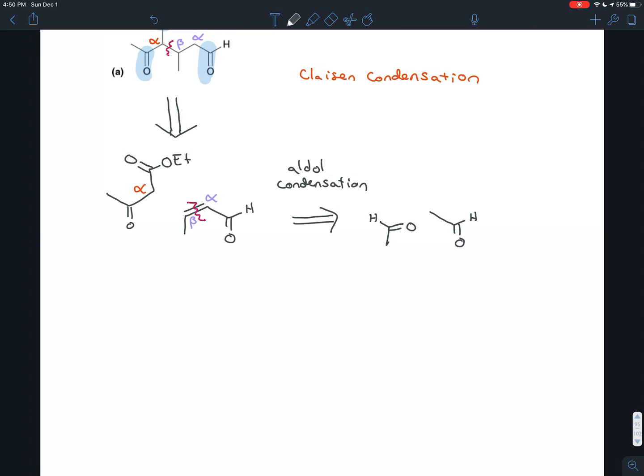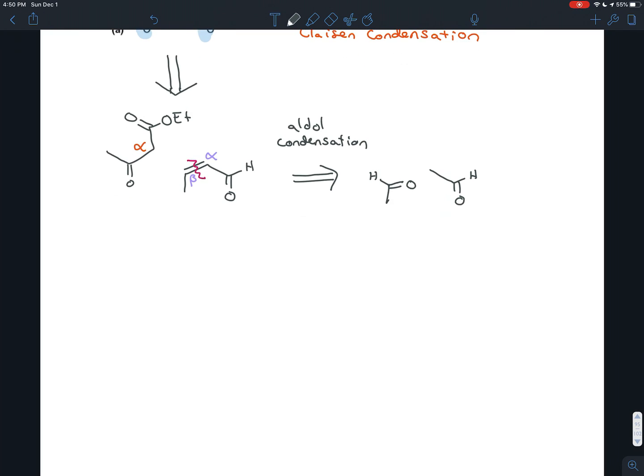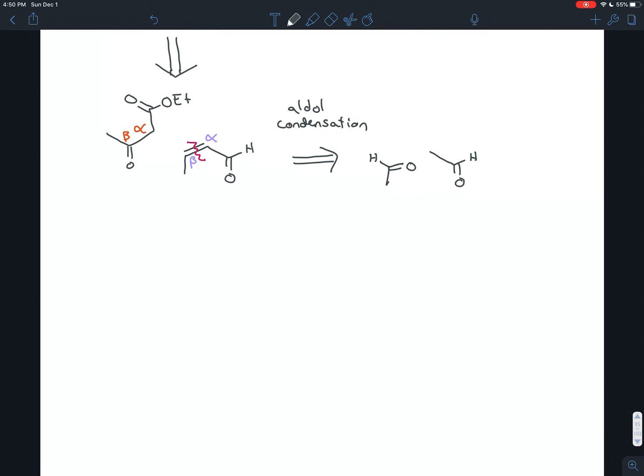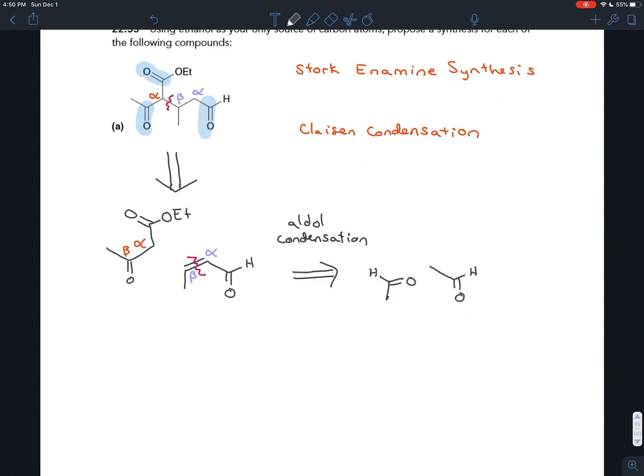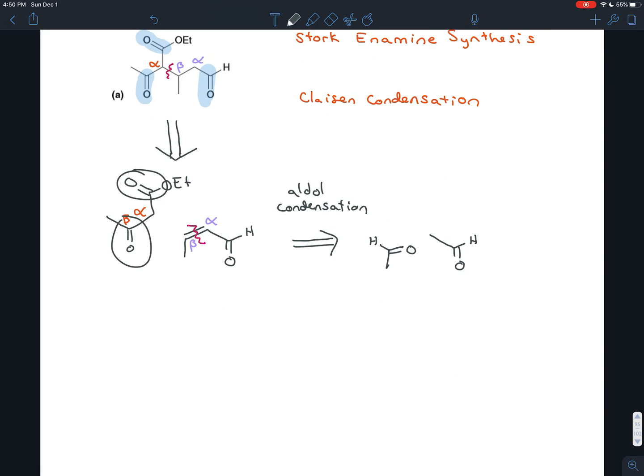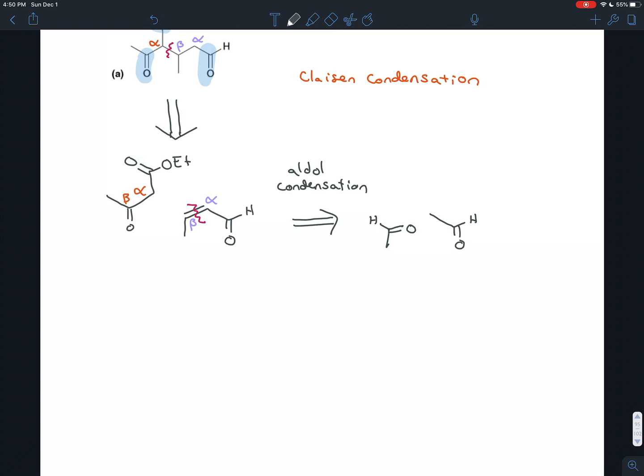And you see that on the alpha position, we've added the alpha carbon of an ester. In other words, we have a beta keto ester. On the beta carbon, we have a ketone of an ester. A beta keto ester is the sort of key group that would remind you to do a Claisen condensation. And so here's that Claisen condensation we talked about. We have these 1,3 functional groups. We can make those with a Claisen condensation.